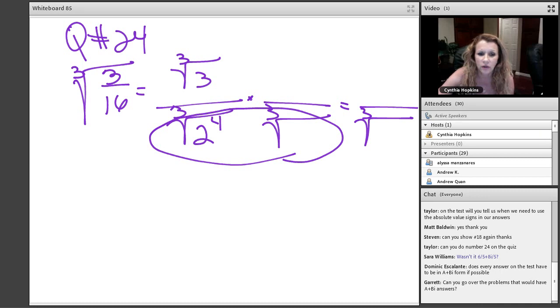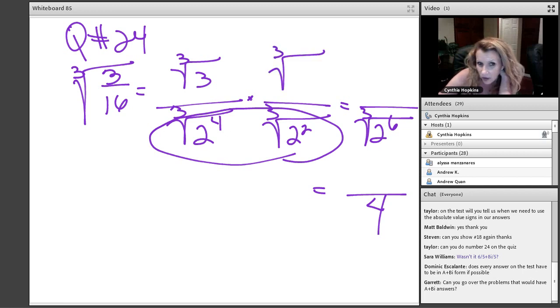So I have a 2 to the 4th. Wouldn't 2 to the 6th be a perfect cube? So that means I need to multiply by 2 squared. So now I'll have 2 to the 6th over here. Let's go ahead and finish that denominator. The cube root of 2 to the 6th is 2 squared, which happens to be the number 4.